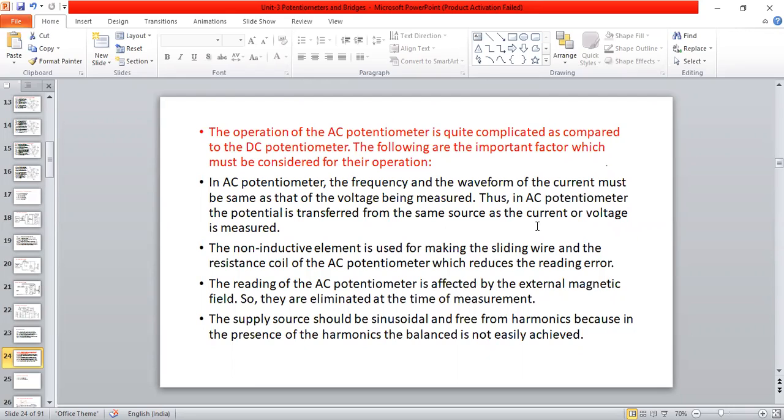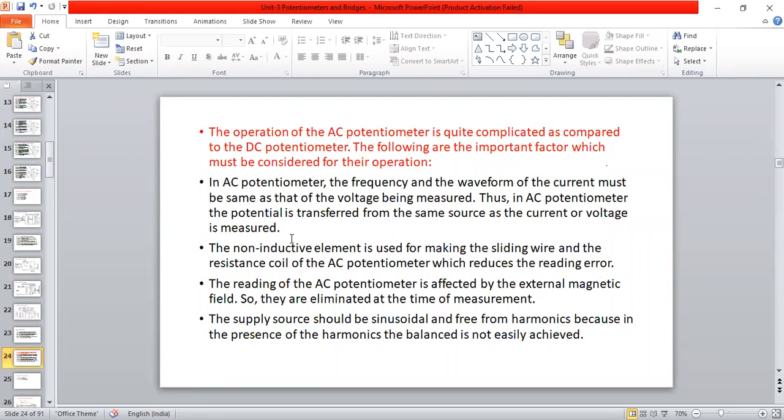Thus, in the AC potentiometer, the potential is transferred from the same source as the current or voltage being measured. So in this one, we are going to use the same source to give the current or voltage. I will show this in a later example in the diagram, and you will understand this sentence. And even a non-inductive element is used here. Non-inductive element means it doesn't have any inductance value, so we can call it pure resistance.